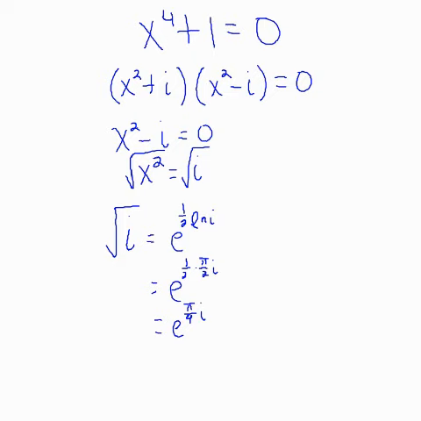That would give us e to the pi over 4i. Now with a modulus of 1 and an argument of pi over 4, this would be equal to root 2 over 2 plus root 2 over 2i. So the square root of i would be this thing right here.